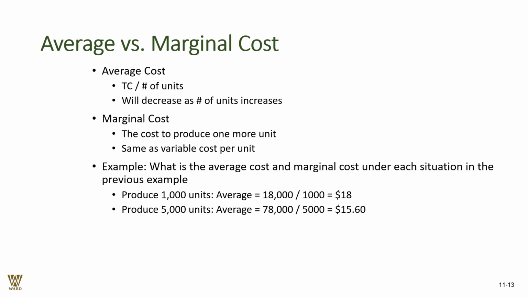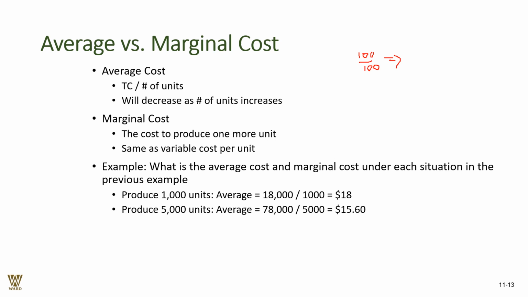As the denominator increases, let's say the total cost is $100 and the number of units is 10. So the average cost will be around $10. But what happens if we increase the number of units to 100? The average cost becomes $1 in that scenario. So see, it will decrease as the number of units increases.